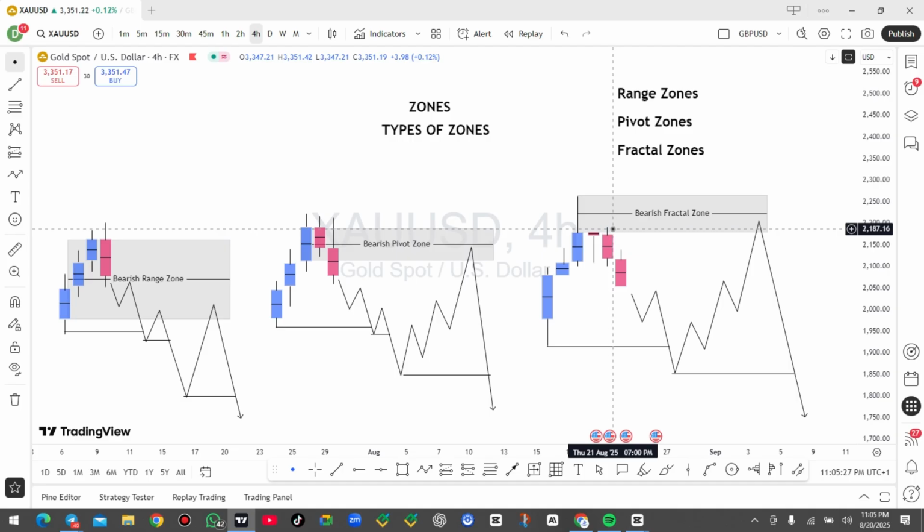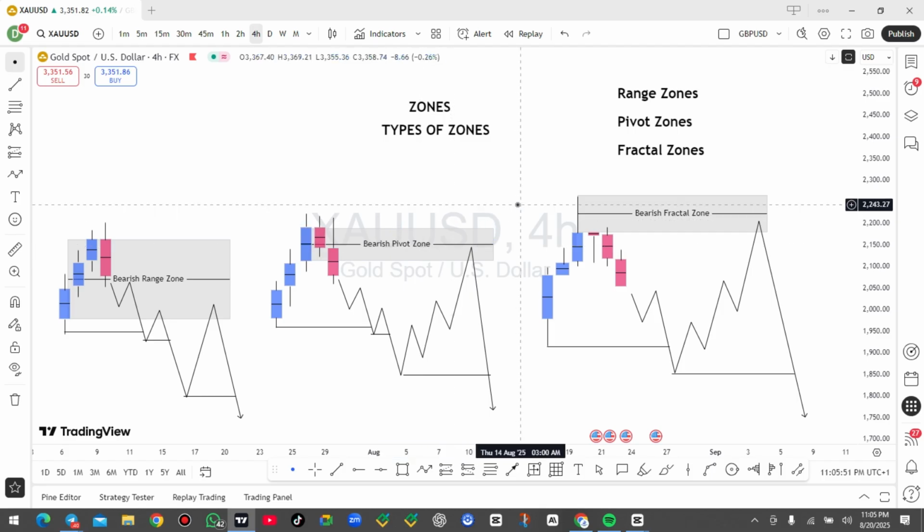A fractal can be a higher time frame depending on the type of trader you are. If you're intraday, let's say you analyze from 4 hours, and on your 1 hour you can get your pivot zone, and on 15 minutes you can get the range.